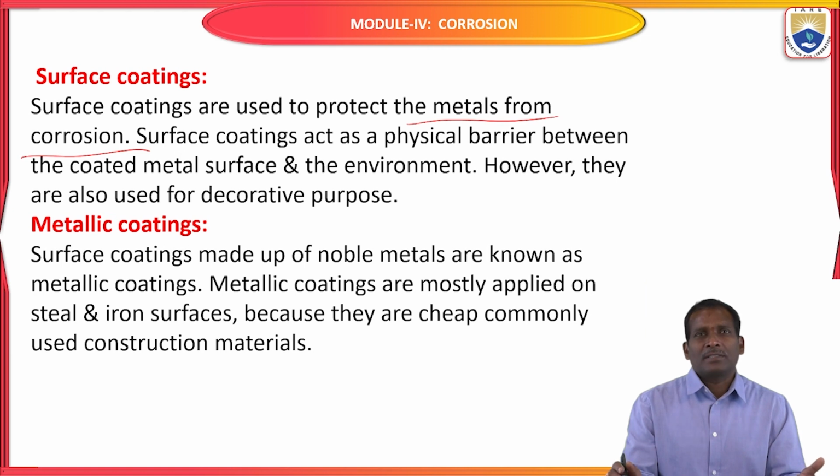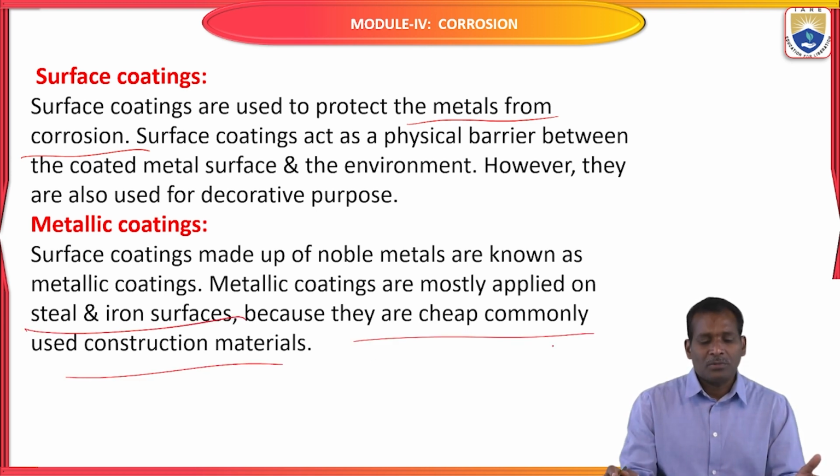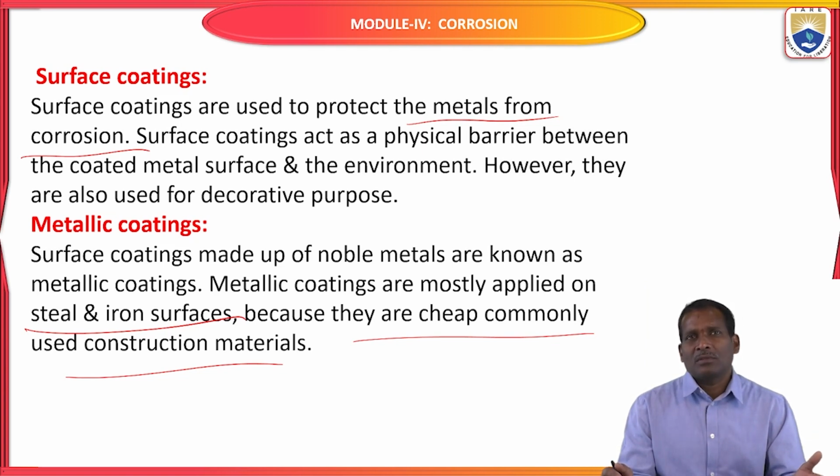Metallic coatings: surface coatings made up of noble metals are known as metallic coatings. The metallic coatings are mostly applied on steel and iron surfaces because they are cheap, commonly used construction materials. Those coatings made up of noble metals are called metallic coatings, and they are applied mainly on steel and iron surfaces.